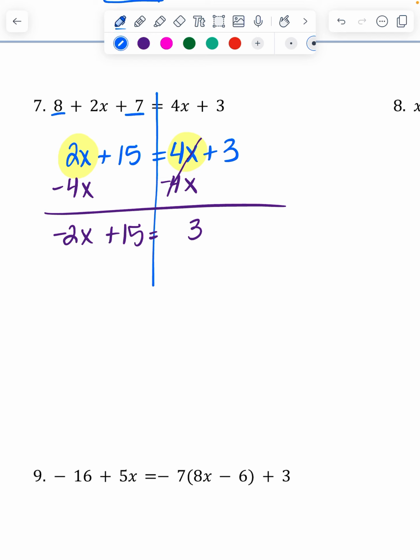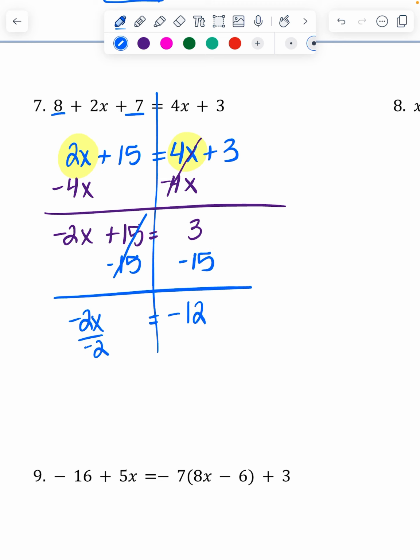Now it's the same steps as before. So it's positive 15. Since we moved our variables to the left, we have to move our constants to the right so that we can isolate that variable by itself. So 15 minus 15 is 0. You got negative 2x equals 3 minus 15, which will be negative 12. Divide by negative 2. X is going to give you 6.